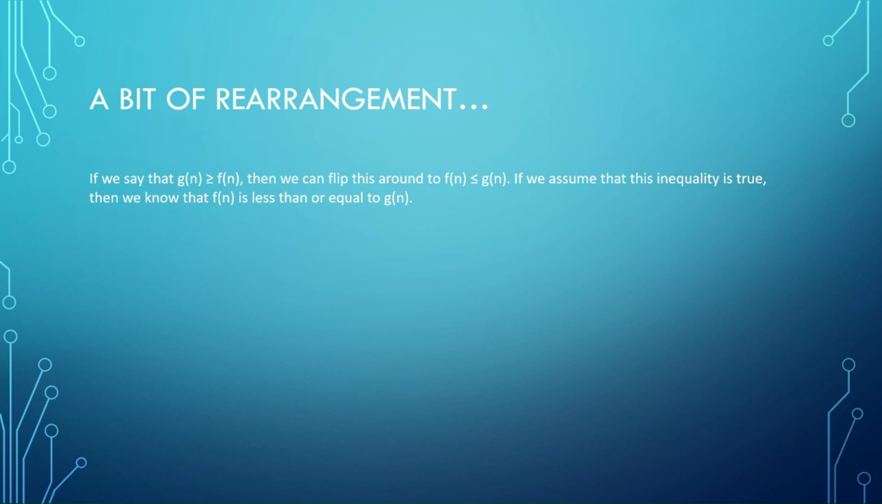It's good. All right. So let's say that g of n is greater than or equal to f of n, so g of n is an acceptable upper bound. Then we can flip around by reversing the inequality and swapping the two sides. If we assume that the inequality is true, then we know that f of n is less than or equal to g of n. So if we make g of n any larger, then of course the inequality is still going to hold. f of n will still be less than or equal to g of n.